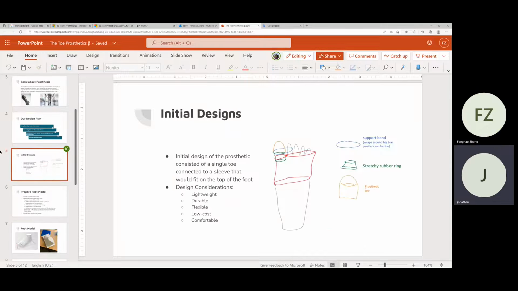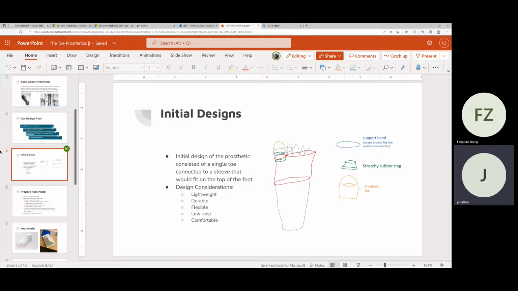Next. The initial designs of the prosthetic consisted of a single toe that would then connect to a sleeve that would fit on the top of the foot. And the design considerations that we wanted to keep in mind for this were that it should be lightweight, it should be durable, flexible, it should be at a low cost, and it should also be comfortable because after all, somebody is going to be wearing it.